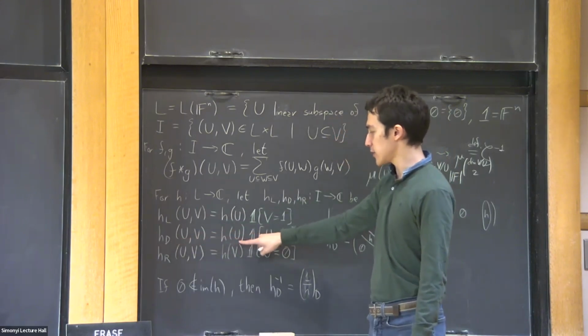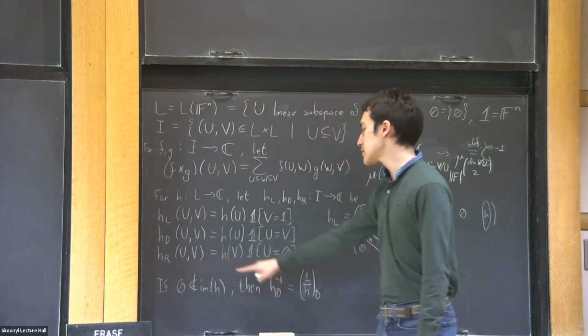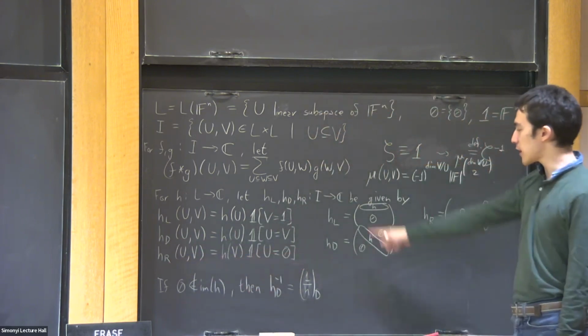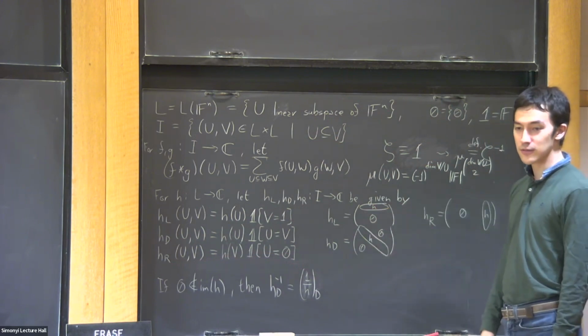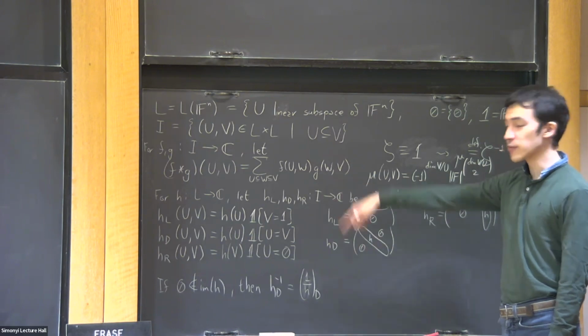Diagonal means diagonal. It's H of U, but you care that both of them are equal. And HR is you compute in V and you want the other one to be 0. So in matrix form, HL. This was too fast. The first one, HL is a matrix, right? Yes, all of them are matrices.